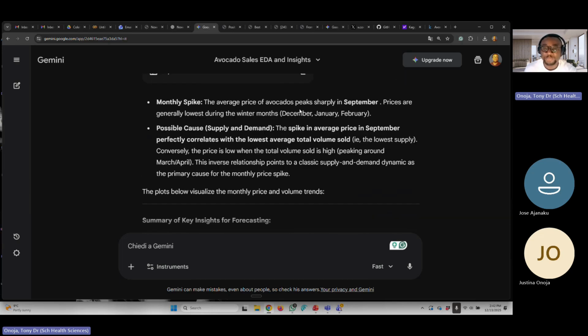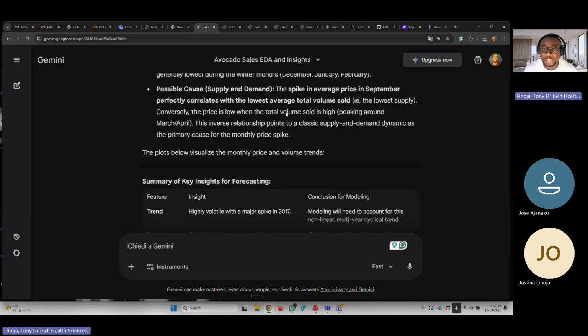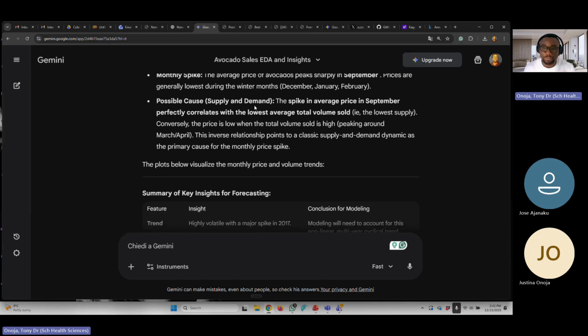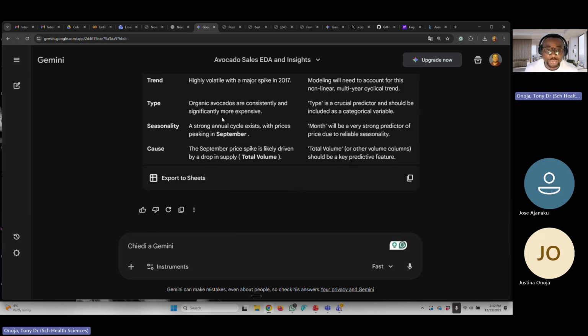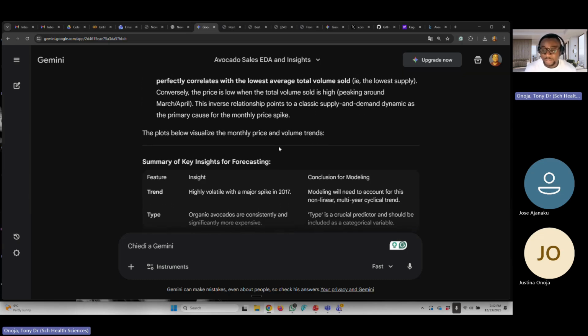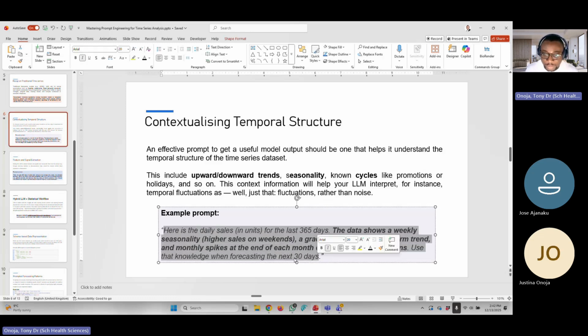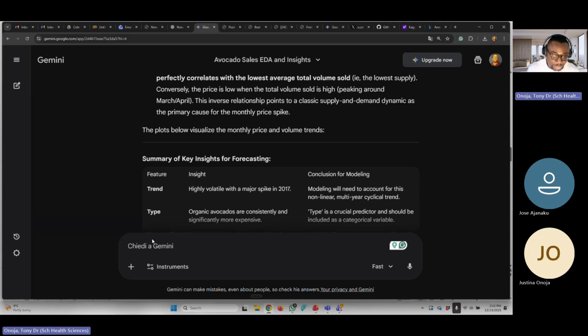Monthly spike: the average price of avocado peaked sharply in September. The price generally becomes lowest in the winter months, from December, January, and February. So the possible cause is supply and demand. And then we have seen all that. Okay, so now we want to execute this first part, contextualizing the temporal structure. So we are going to copy this particular prompt.